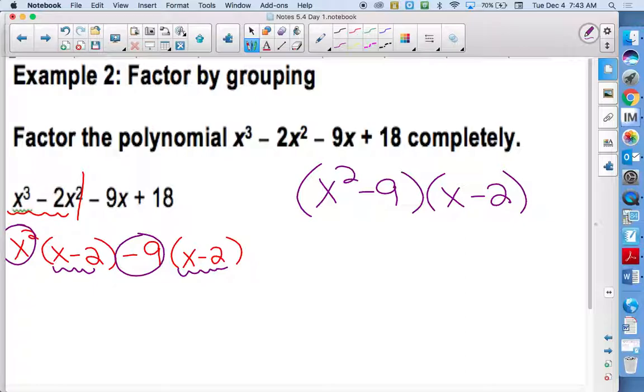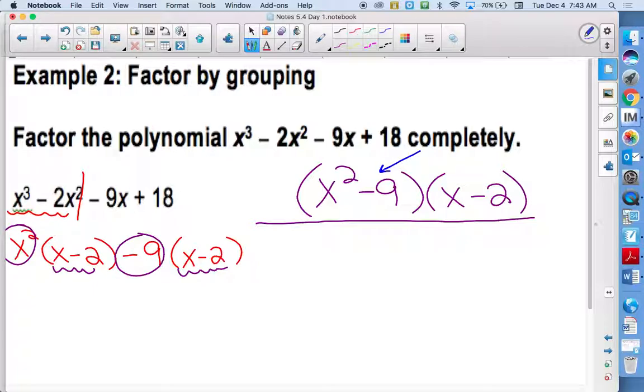So the question says to factor by grouping, but then it also says to factor completely. So we've done the grouping part. We grouped the first two, grouped the second two. This is what we have as an answer. Is this answer factored completely? Holly? Why not? You can break down x squared minus 9.